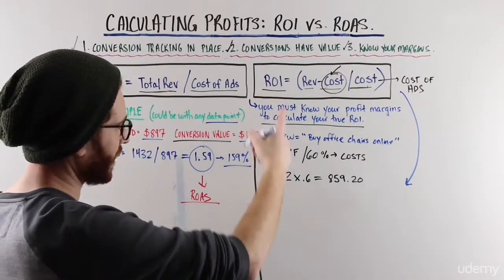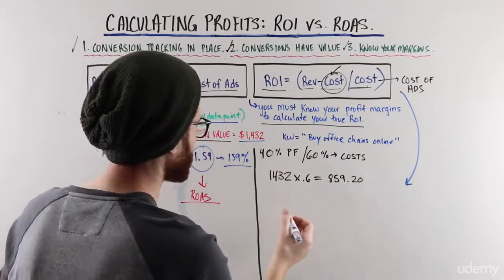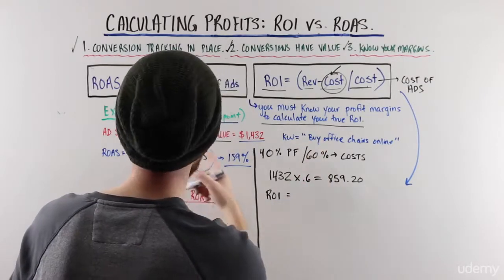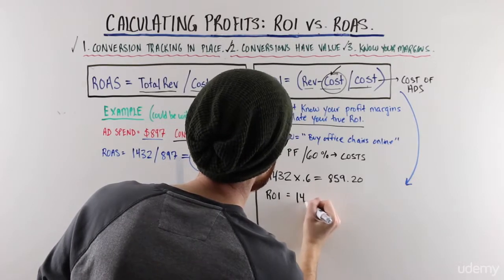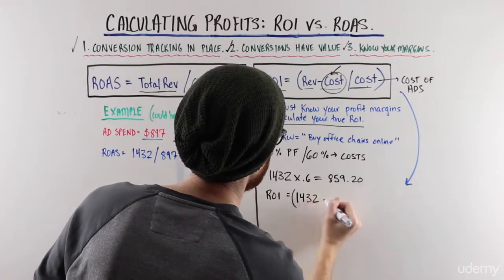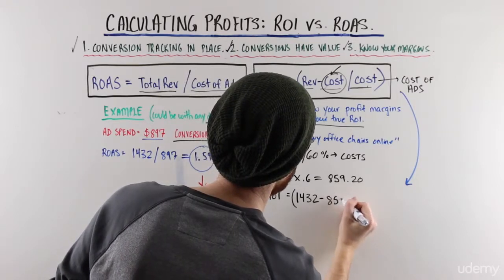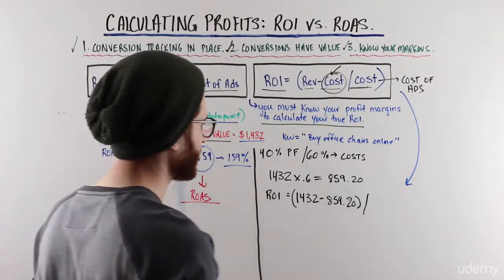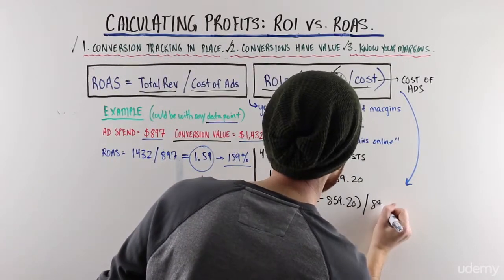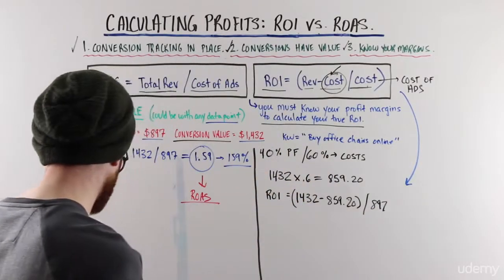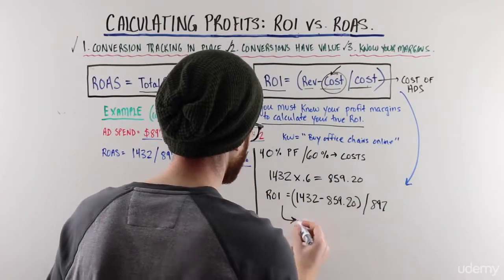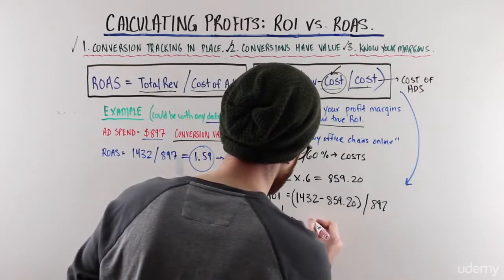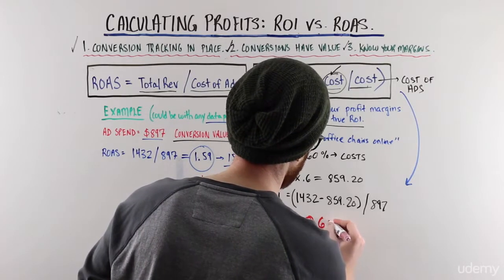Now what I need to do is plug in my ROI calculation. So ROI equals revenue, which is 1432, minus 859.20, divided by my cost of ads, which is 897. And do you know what we get when we plug in these numbers here? We get a total, and let me put this in red because it's a red number. Red is bad. 0.63. I hope you're following along with your calculator.